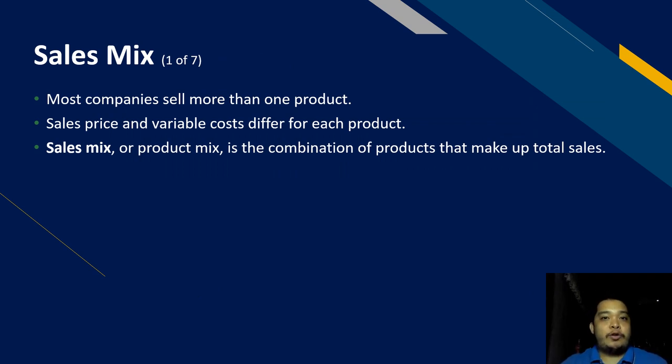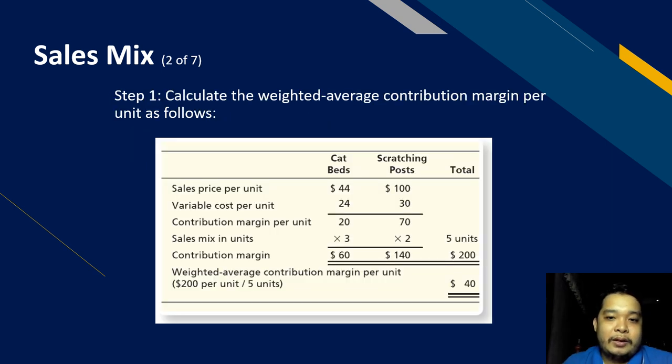A third concept that we will explore is the sales mix. Okay, as I mentioned, up to this point we've been considering companies with only one product. What happens when there are multi-product companies? And sales price and the variable cost differ for each product. Okay. The first step is to assume a certain ratio between the two products of the company. So we need to calculate the weighted average contribution margin per unit. Okay. How do you do that?